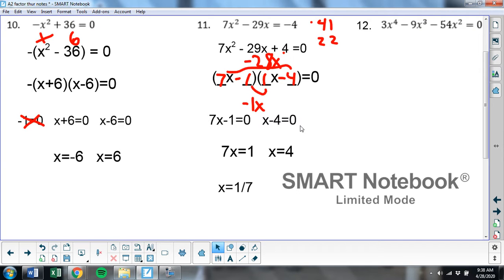You could check those. Plug in 4 for x. You should get negative 4. Plug in 1/7 here and here. You should get negative 1/4. Again, I would leave your answer as a fraction.